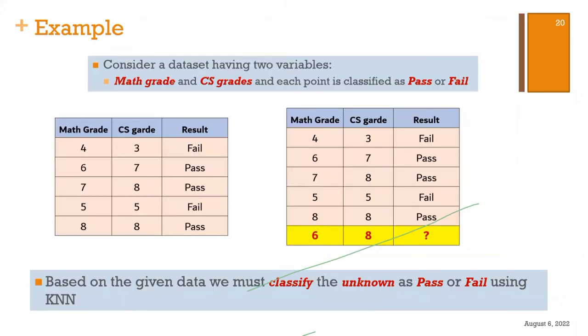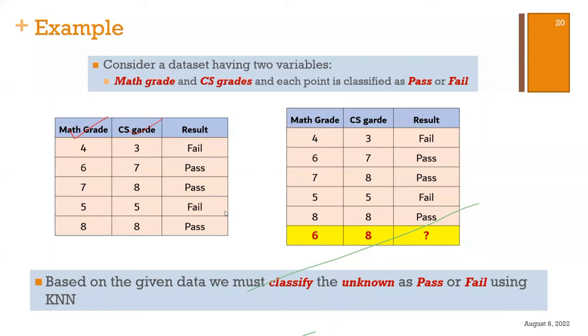Now, let's look at a very simple example. Let's pay attention. And then we move to the demonstration using Weka. Now, consider a data set having 2 variables, math grade and CS grade, and each point is classified as pass or fail. This is math grade. This is CS grade. Now we want to use k nearest neighbor to solve this problem. How do we do it?